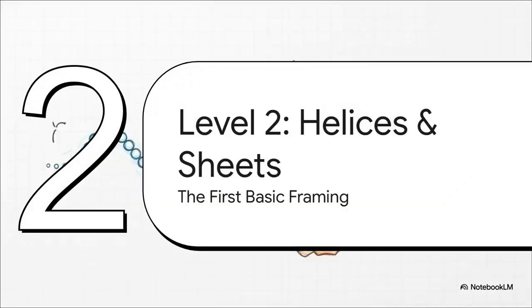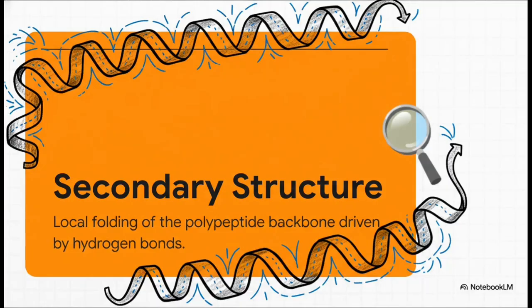All right, let's move on to the next level. This is where that simple chain starts to get some basic shape, some local framing. Secondary structure is all about local folding. Patches of that long polypeptide backbone start interacting with each other. And the key force here is not those strong peptide bonds anymore. This time, it's all about the much weaker hydrogen bonds. And they're forming between atoms in the backbone itself, not the unique side chains.